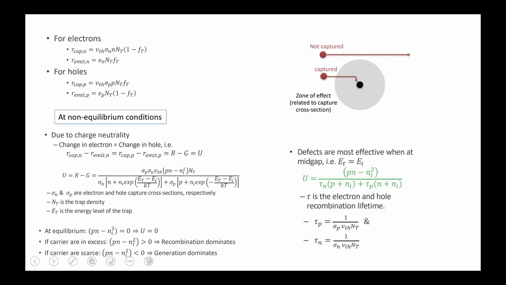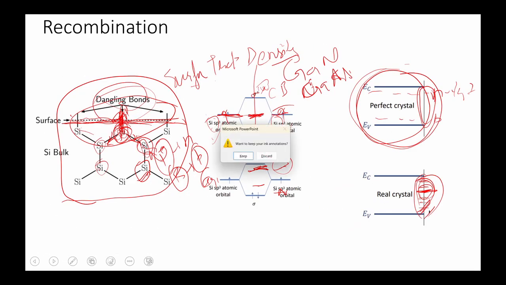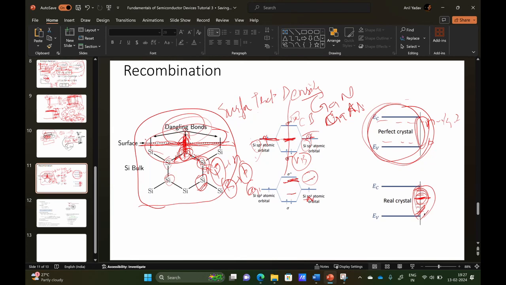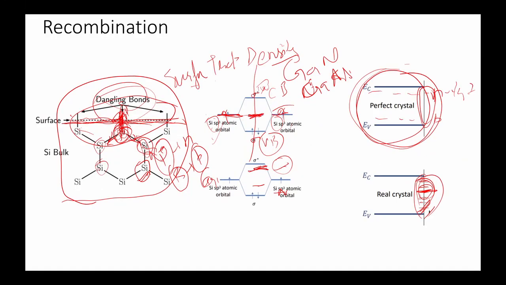Okay, in the recombination, I haven't included that slide. So recombination: if the electron is here, in this perfect crystal it can go directly and emit light. But in a real crystal, if the electron is traveling in this direction, it may be captured by these traps. Or if we want an LED, there will be surface states.